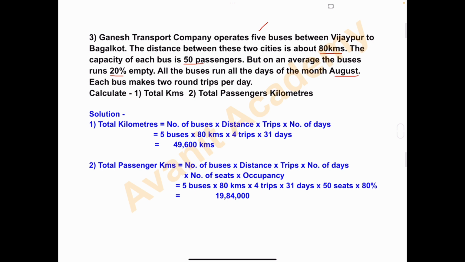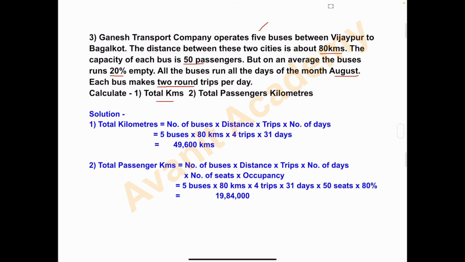Clear this point? Each bus makes 2 round trips. 2 round trips means 2 into 2. So we have to take 4 trips, not 2, because here they have mentioned 2 round trips. 2 round trips means we have to take double, that is 4 trips. All the points are clear?